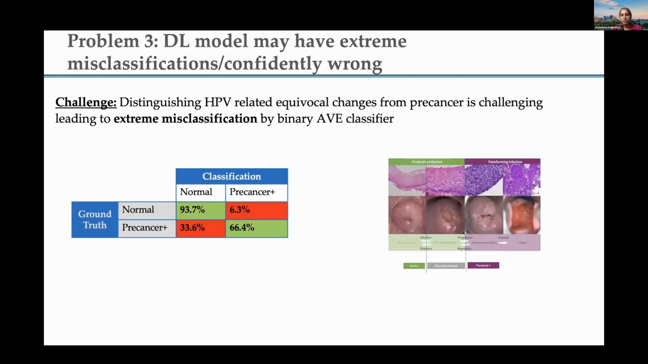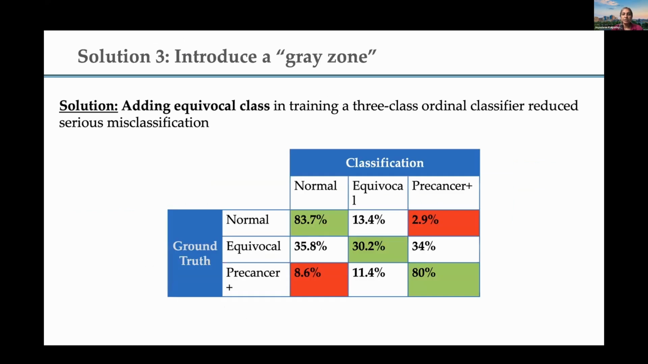So for instance, in the cervical cancer situation, where we have normal and pre-cancer, we can see a lot of grave errors in the off-diagonal elements. By introducing an intermediate gray zone class, for instance, we can see that we have fewer grave errors, and so more things that lie on the diagonal.